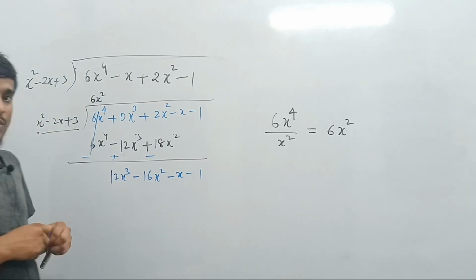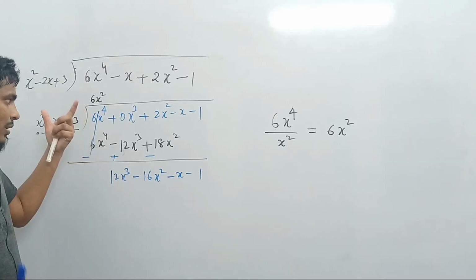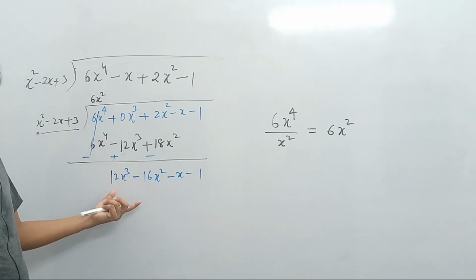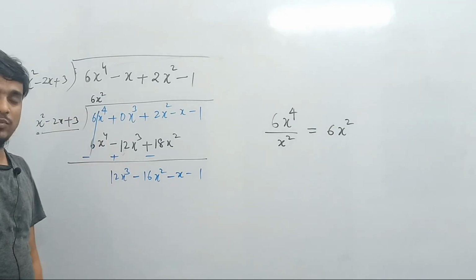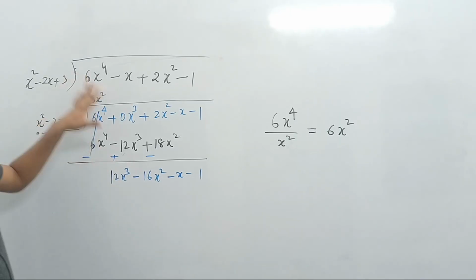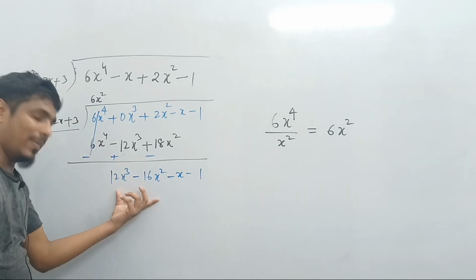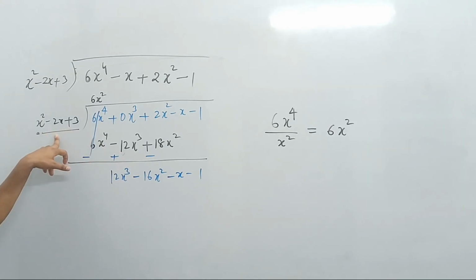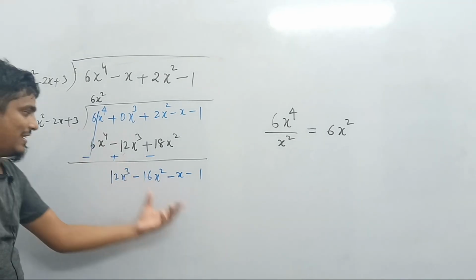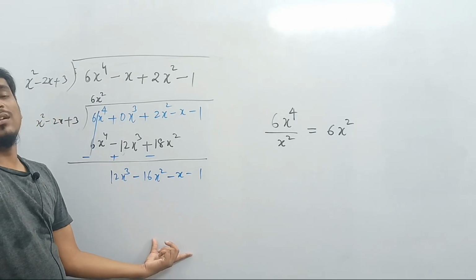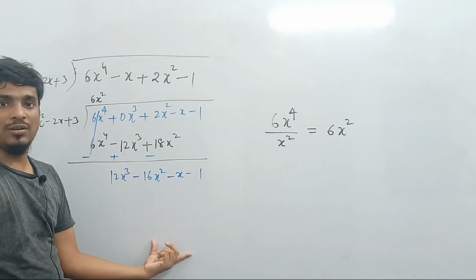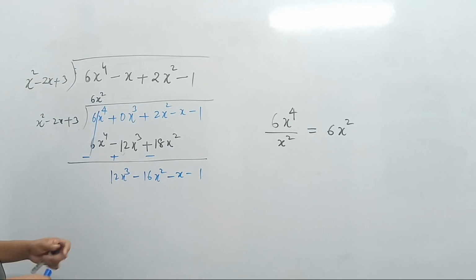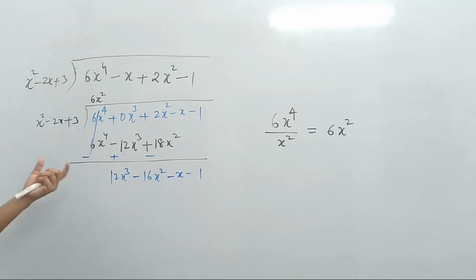Now ask yourself whether this is done or we need to go for one more step. Make sure that whenever we are dealing with the division of polynomials, the remainder's degree should always be less than the degree of the divisor. Here the divisor is quadratic, so we need to proceed until the remainder comes as degree 1. So let me go ahead and go with the same process once again.